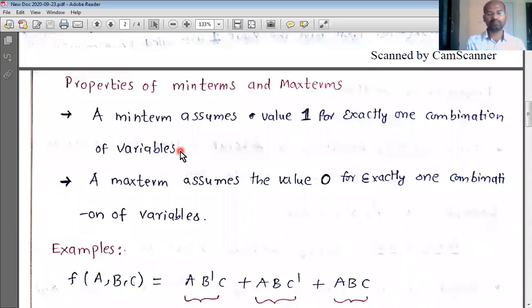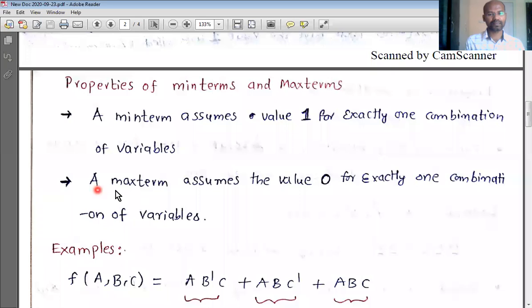8 input combinations are possible for 3 variables. Out of these 8 combinations, a min term will have value 1 only for one combination. For the rest of the 7 combinations, its value becomes 0. We will see some examples.